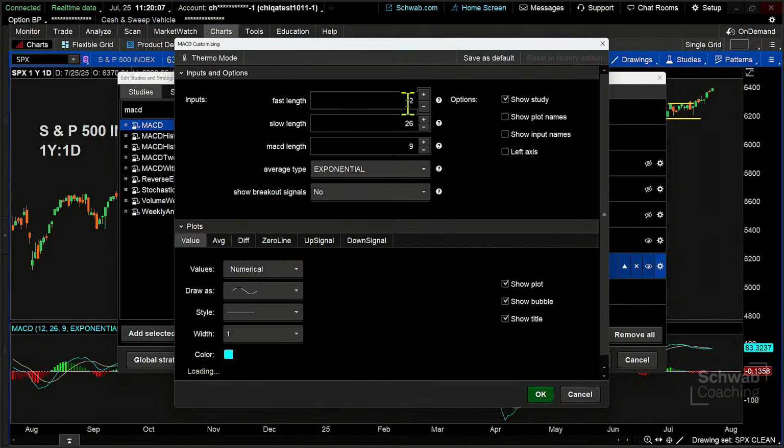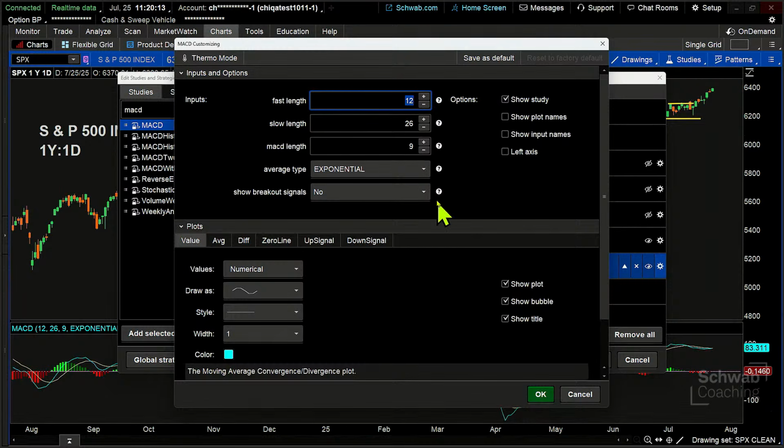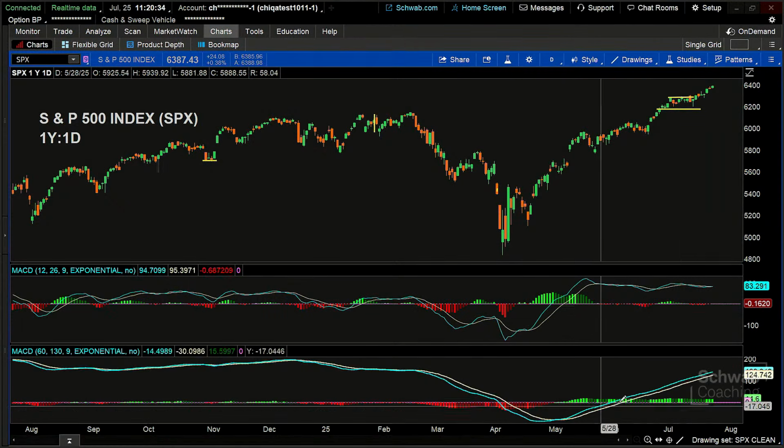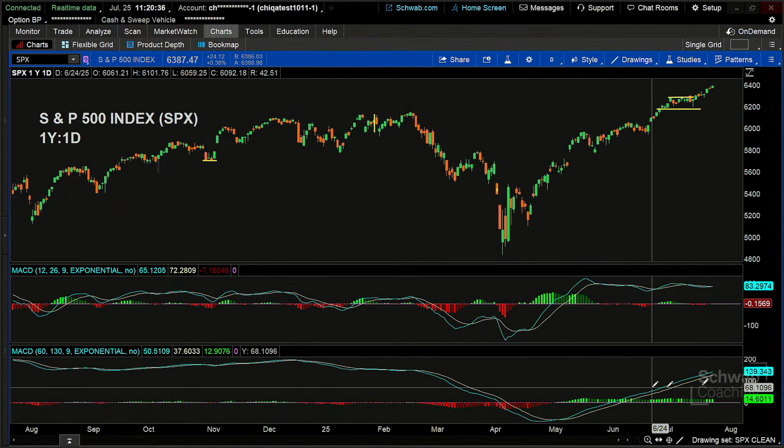So if we take this fast length and we times that by 5, that's 60. And we take this slow length and we times that by 5, that's 130, right? We're going to leave the MACD length the same. We're not going to change that average here. And we're going to just click on OK and apply and OK. And now we get this MACD down here that is more of a weekly MACD.